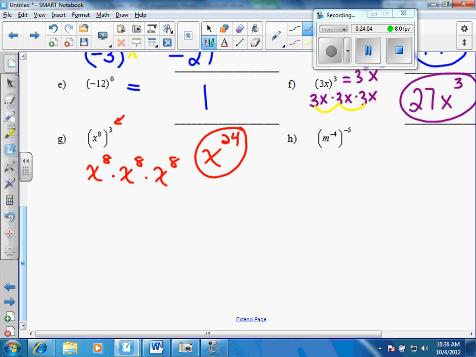Okay, H is a little bit different. It's easier to go back to G and look at what the property was when you have one base raised to an exponent and that whole term raised to another exponent. The shortcut is multiplying those two numbers. So 8 times 3 gives you this 24 here. When you have negative exponents, it is nice to just know that rule. And then you would just have m to the 20th power, because negative 4 times negative 5 is positive 20.